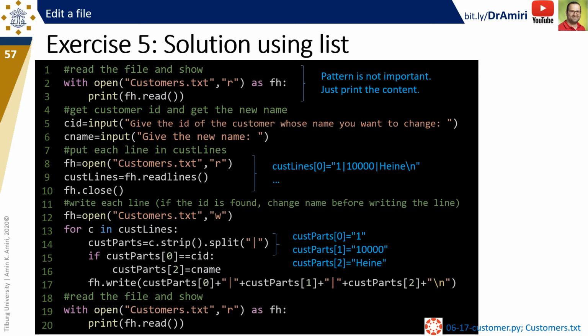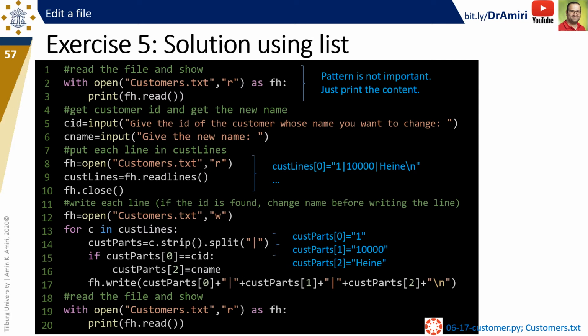Afterwards, in lines 7 to 10, I read everything from the file, and I use readlines to do that. You can see here that as a result of these three lines, you have a variable called cost lines, which if you use bracket 0, for example, on this variable, you get the first line of the file, which is 1 vertical line, 10,000 vertical line Heine, and a backslash n. And you can also get the second line and third line using the brackets.